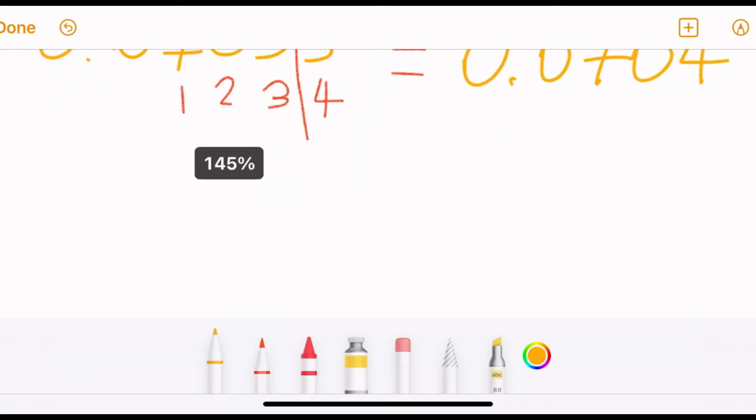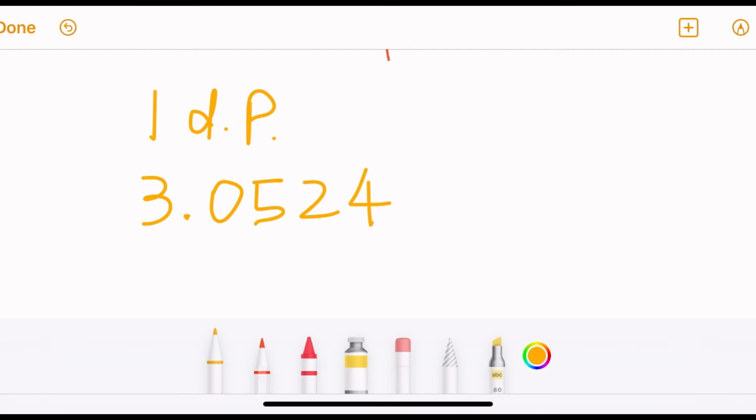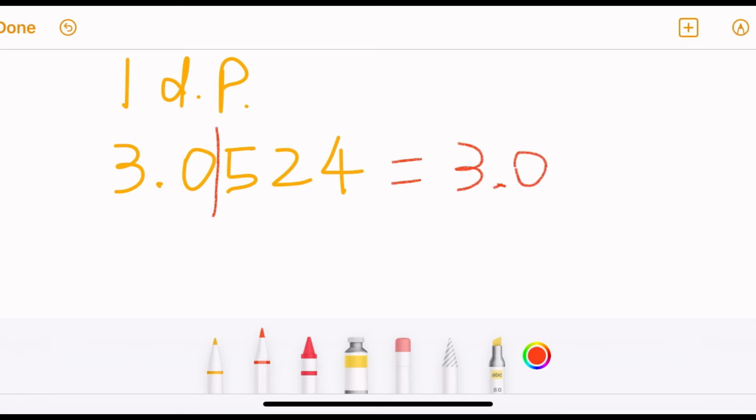Now we will move on to decimal places. Let's have an example to correct to 1 decimal place. 3.0524. If we were to put this correct to 1 decimal place, what we will do is again draw a red line, but now we will not count significant figures. We will start counting from the decimal point over here. Therefore, we're going to draw a line here. This is our first decimal place, 0. So the number that follows the red line is 5, so we're going to round up. Therefore, 0 plus 1 is 1. Our final answer would be 3.1.